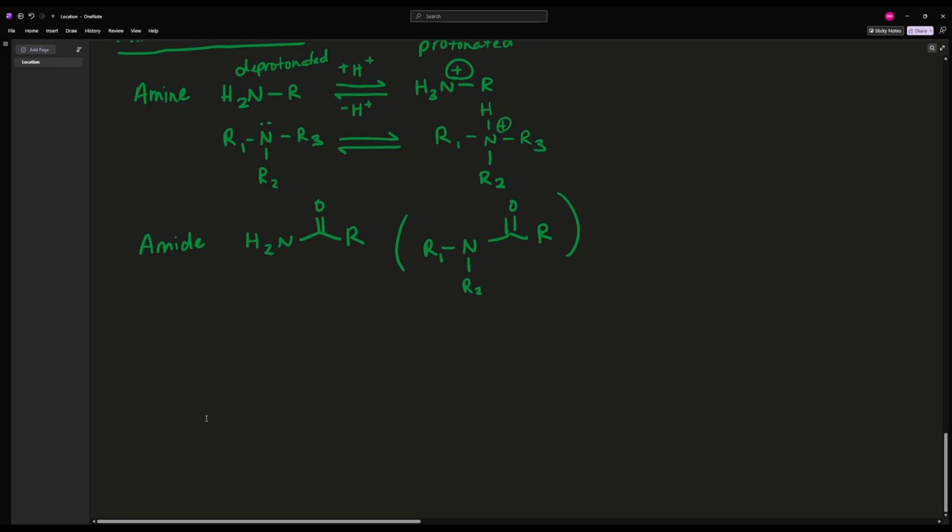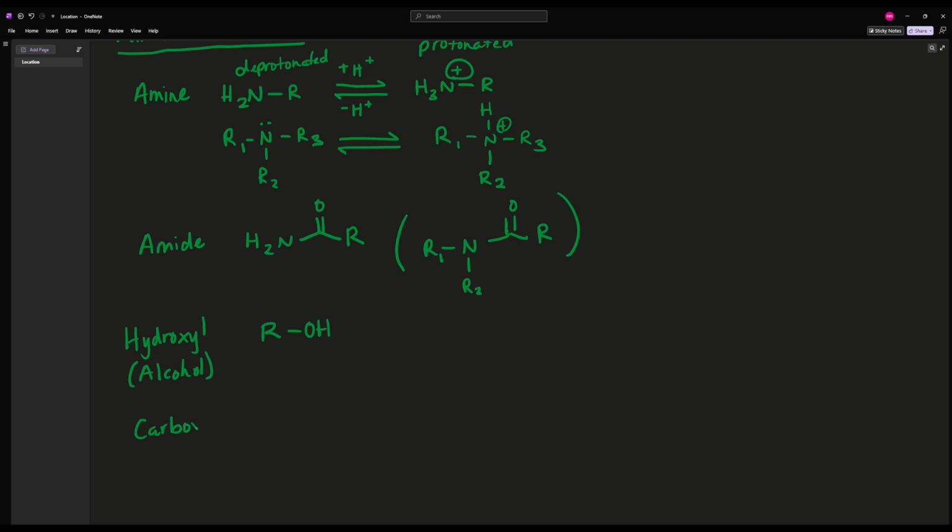Moving on, we can move to our hydroxyl groups. You can also hear these referred to as alcohols. These look like R, O, H. These can be deprotonated, however, we won't discuss that in this class. Moving on, we have our carboxylic acids, or our carboxyl groups. These are our quintessential acids in biology.